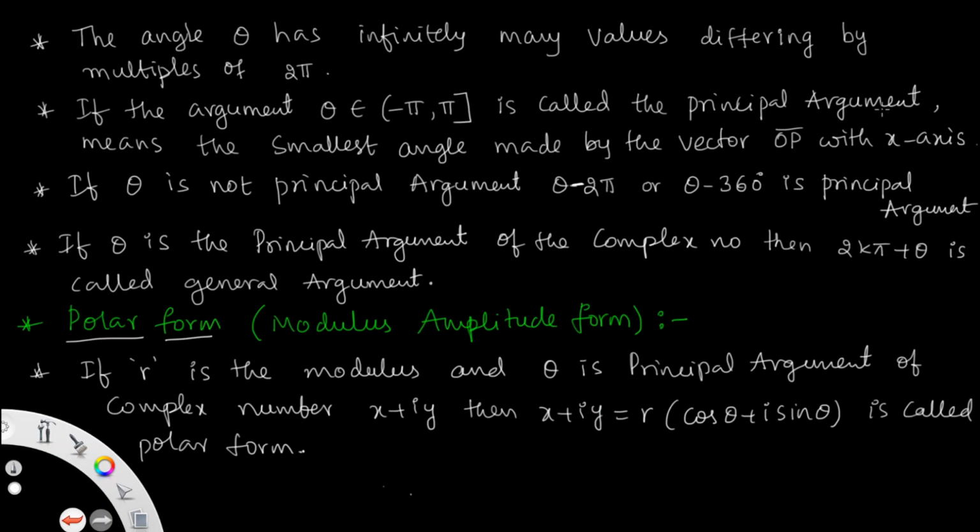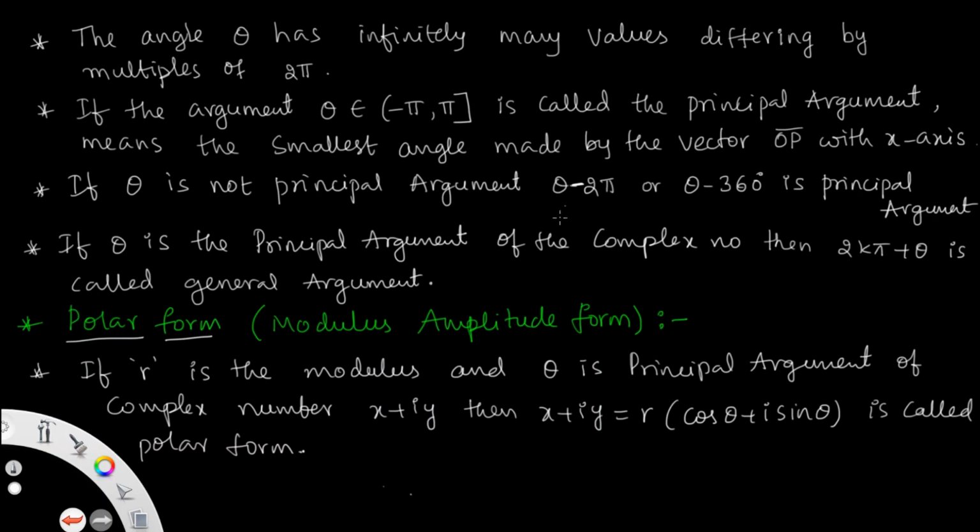If it is more than minus 180 to plus 180, then it's called a principal argument, but we have to get the smallest angle. That means you find theta minus 2 pi, then you get the principal argument. If theta is not a principal argument, the complex number in the form of 2k pi plus theta is called a general argument. For finding the smallest angle, if it is not in the interval minus pi to plus pi, then you take theta minus 2 pi, then you get the principal argument.